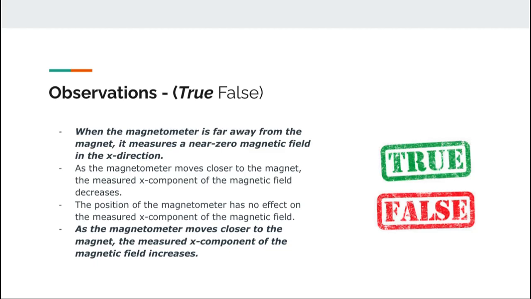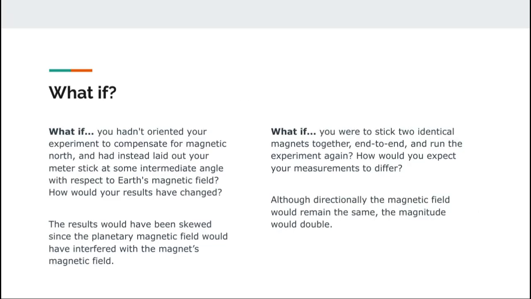Then observations. These were four observations we were given, and we had to determine which are true and which are false. 1 and 4 are true. When the magnetometer is far away, it measures a near-zero magnetic field, which goes back to the fundamental concept we discussed earlier. And the last one, as the magnetometer moves closer to the magnet, the measured X component of the magnetic field increases again. It goes back to the fundamental concepts: when the magnetometer gets close to the magnet, the values will increase.